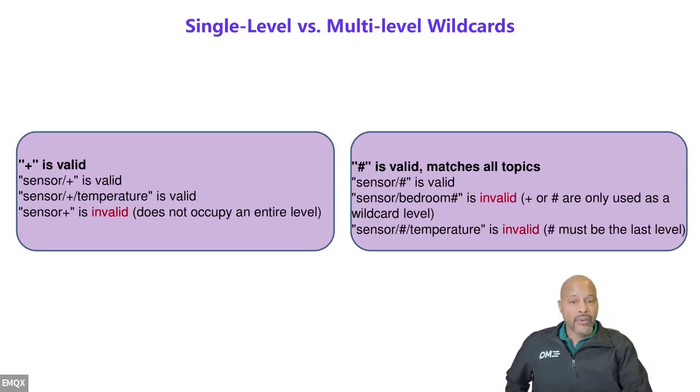Sensor slash bedroom pound is invalid, and again, you want to make sure that wildcard is the last level. In the same case, where you have sensor pound slash temperature, that's invalid because once you use that pound, it's assumed that you want to subscribe to everything after that level. So temperature becomes redundant here and invalid.